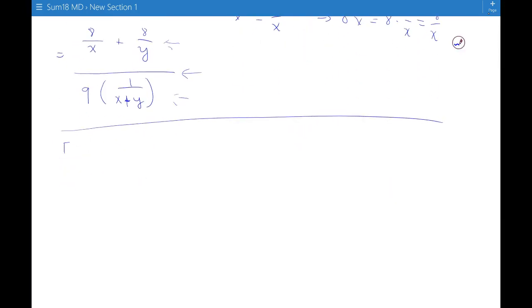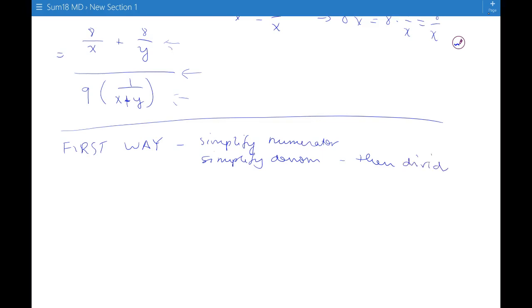So the first way is the way I find that most students like, which is: simplify the numerator, simplify the denominator, then divide. So three steps.